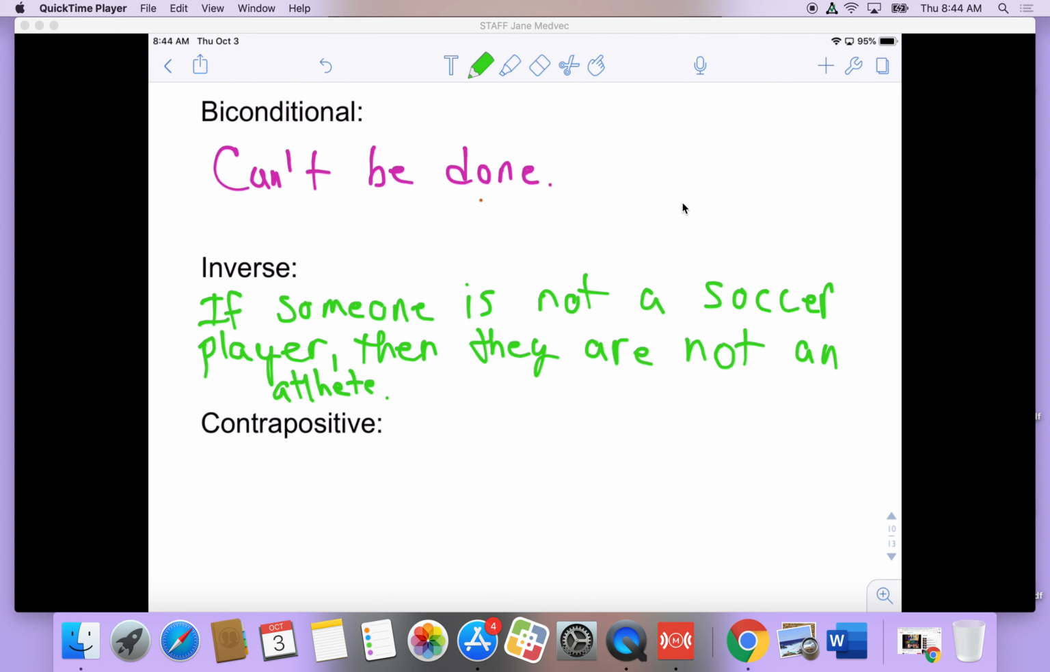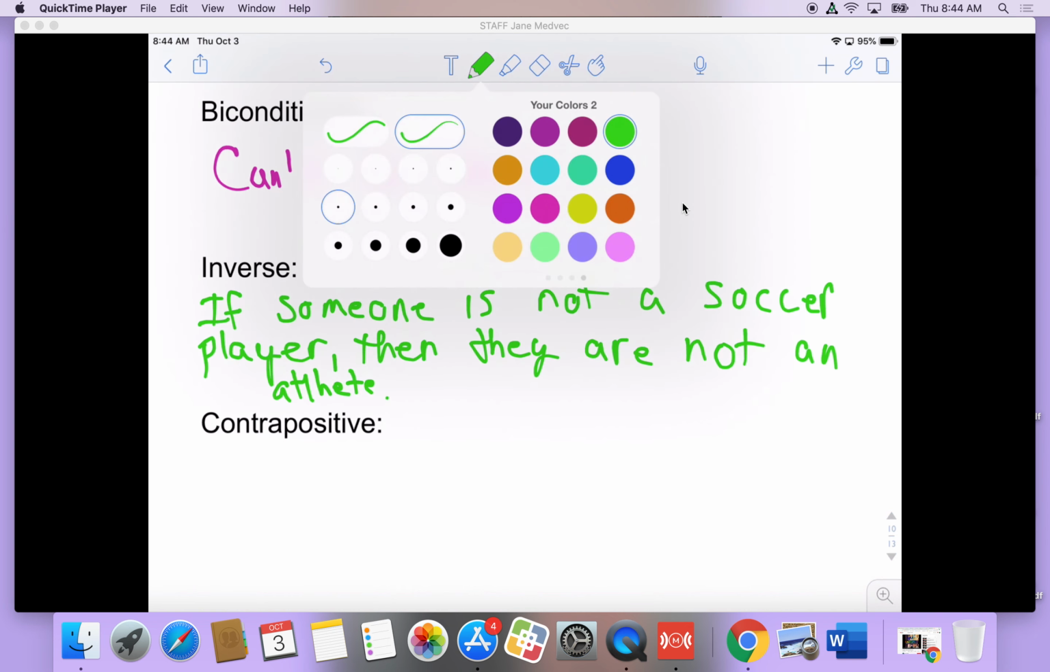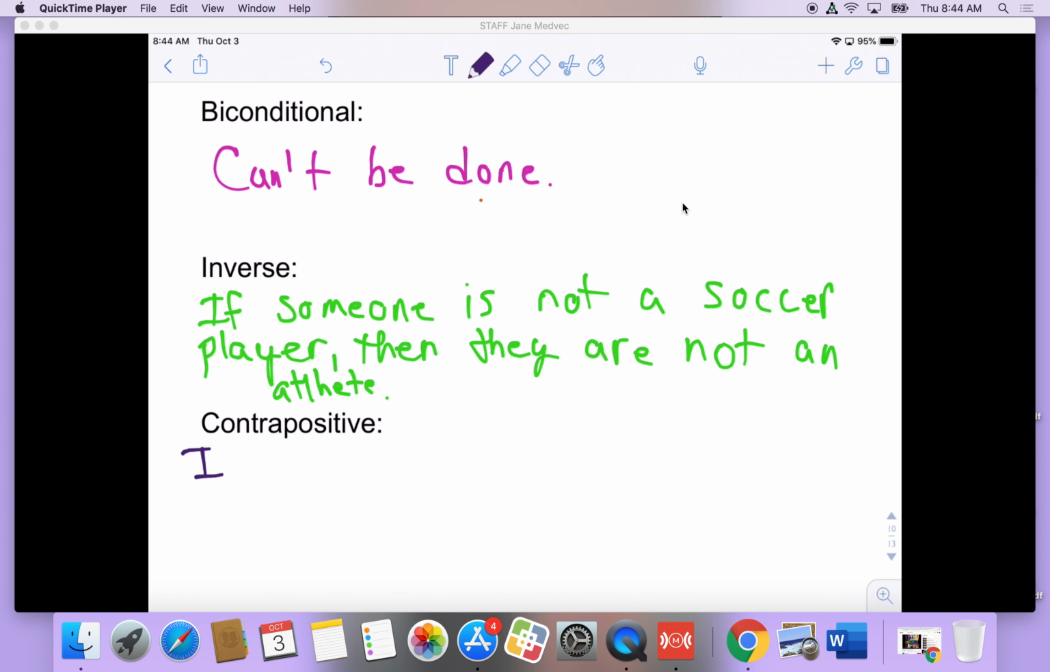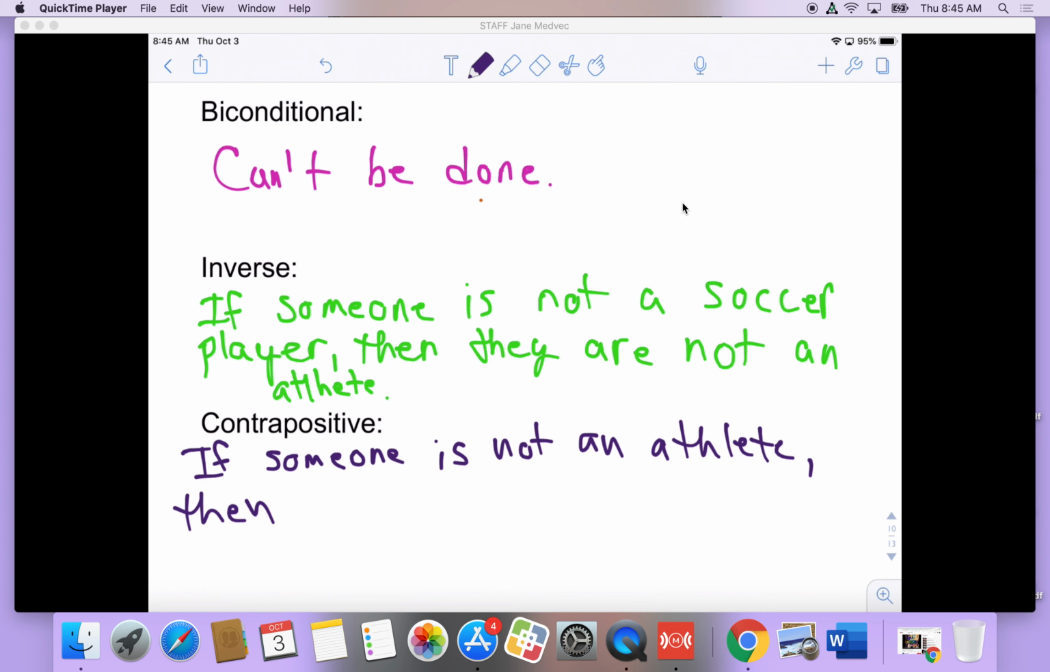Contrapositive, what do you do? You switch them, right? Yep. If someone is not an athlete, then they are, yes, not a soccer player.